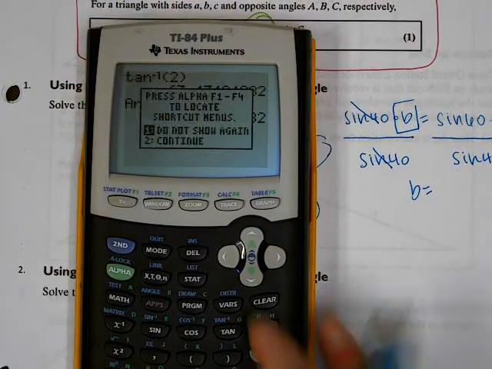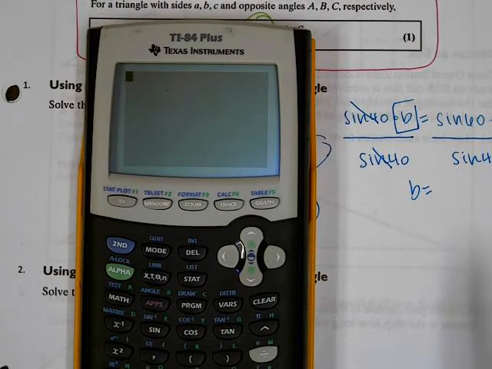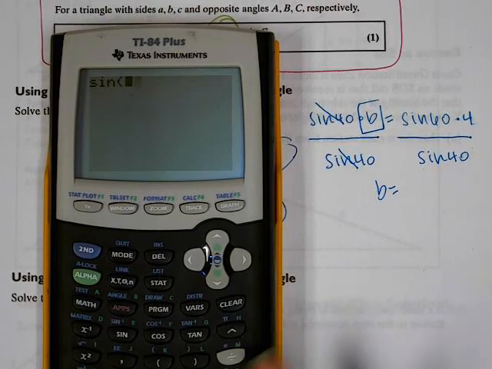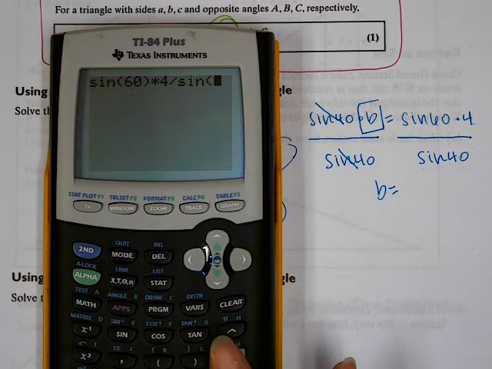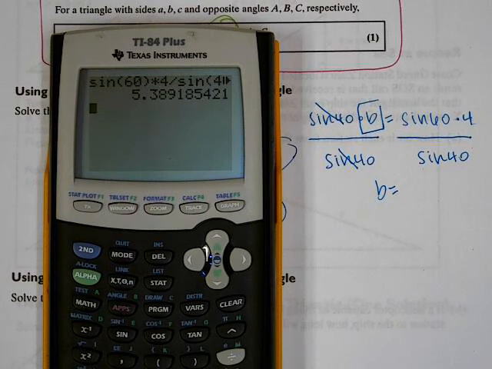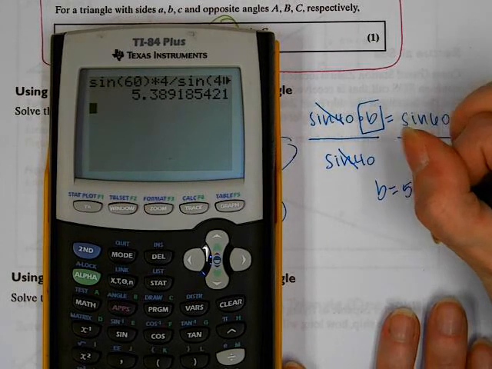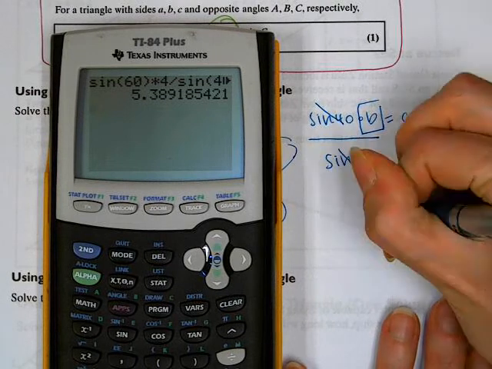All right, so to type in, we are in degree mode, so make sure you're in degree mode. We're going to do sine of 60 times 4 divided by sine of 40. Okay, and then I'm just going to round to one decimal. This is going to be about 5.4.